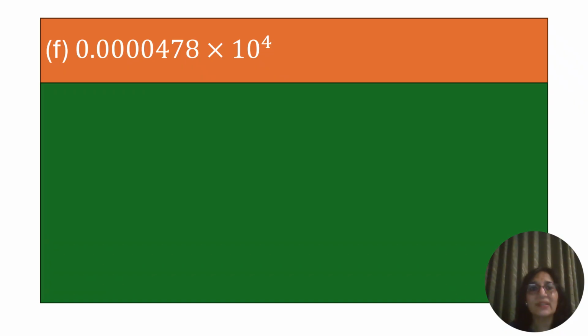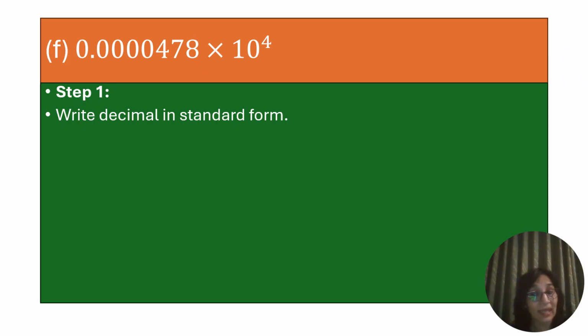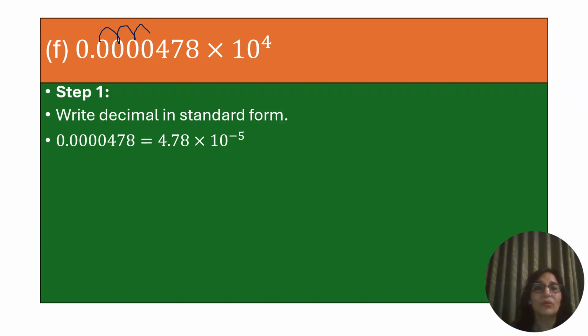Next question is 0.00000478 into 10 to the power 4. Now how are we going to do it? Again, write the decimal in standard form. Putting it into standard form, how many decimal places have we moved? 1, 2, 3, 4 and 5. So it is 4.78, and we have moved 5 times. So this becomes negative, that is 10 to the power minus 5.